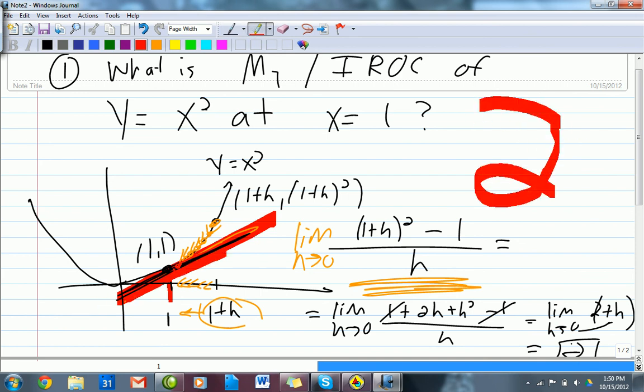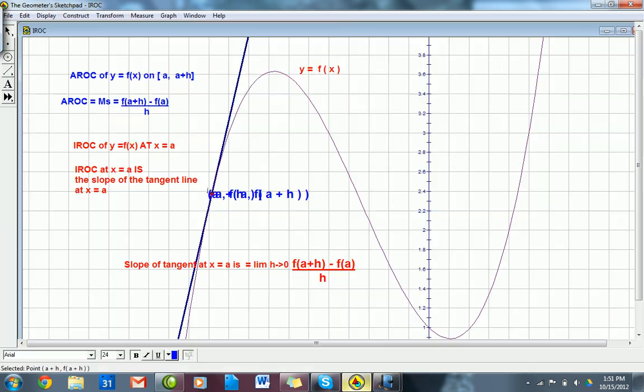Meaning the slope of this tangent line to y equals x squared at 1 is 2. Okay, that's the instantaneous rate of change of the square function at x equals 1. Note how I'm using this limit process, the limit as h is going to 0 of f of a plus h minus f of a all over h. That's a difference quotient. The limit brings the 2 points wicked close together, giving you the slope of the tangent, the instantaneous rate of change.